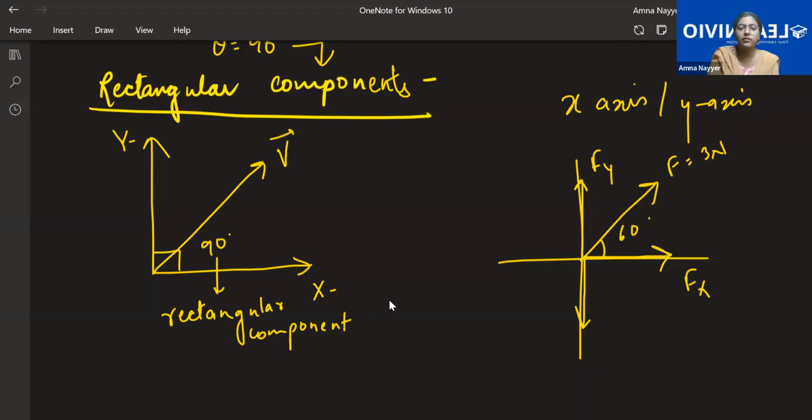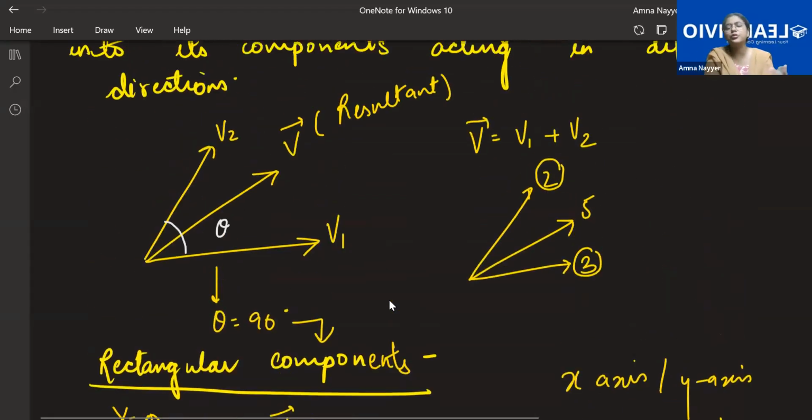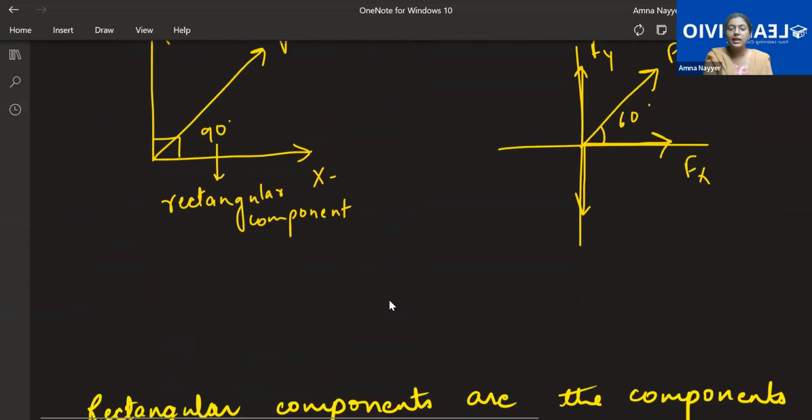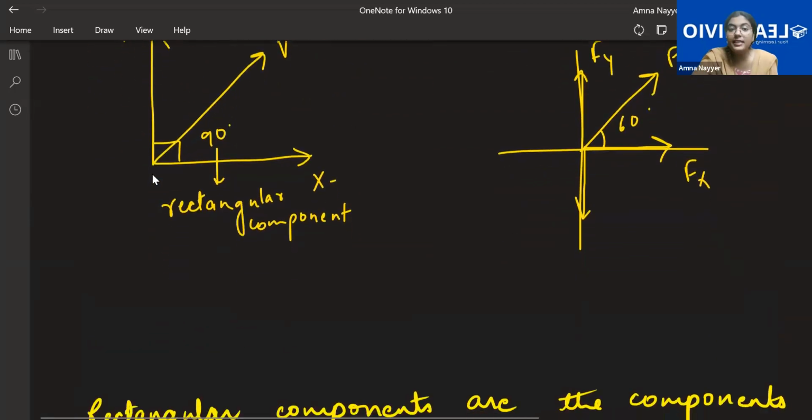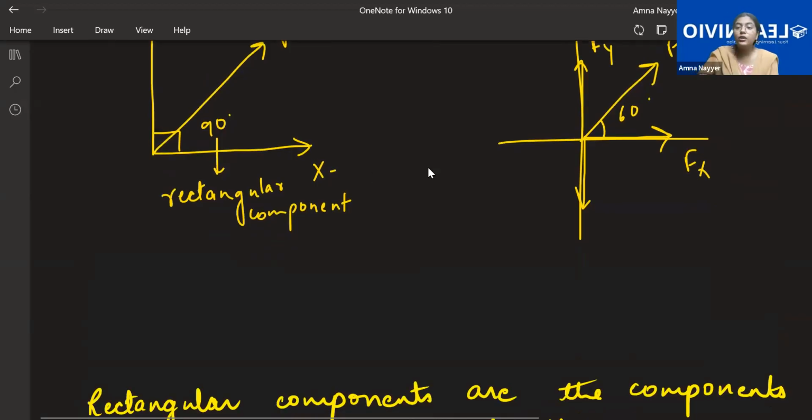Now, how do we resolve the vectors? This is all just the theory part that you should know, the meaning of resolution. One more thing: when you have these rectangular components, it doesn't mean that you will draw the axes every time. You can get vectors in any direction.